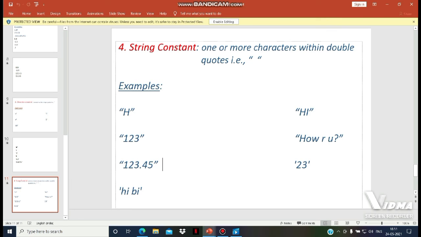Next, 123.45 within double quotes is also a valid string constant. Next, 23 within single quotes is invalid because, although there are two characters, they are enclosed within single quotes. What is the definition of a string constant? One or more characters within double quotes is known as a string constant. But 23 is enclosed within single quotes, so it is not a valid string constant. Hi bye within single quotes is also an invalid string constant. A string constant means one or more characters that should be enclosed within double quotes.